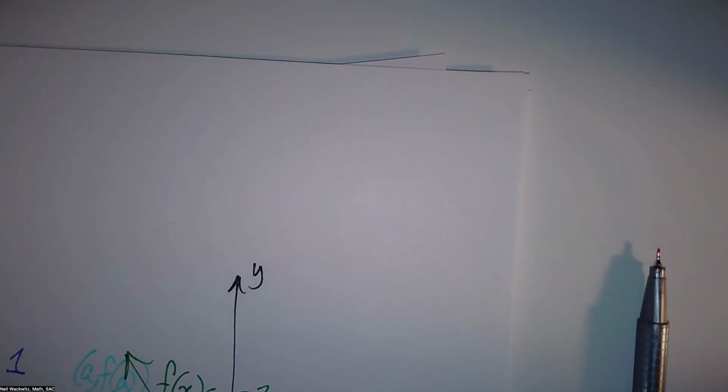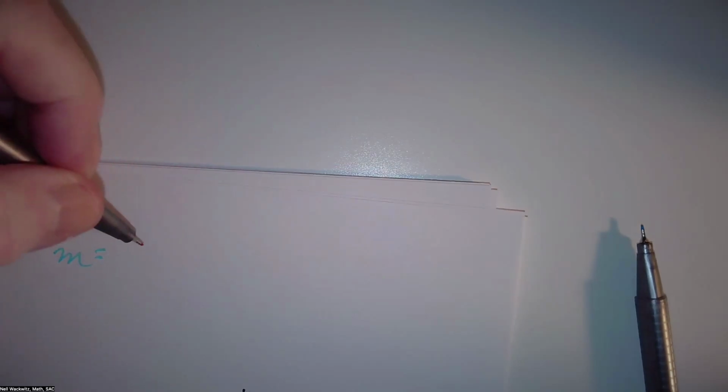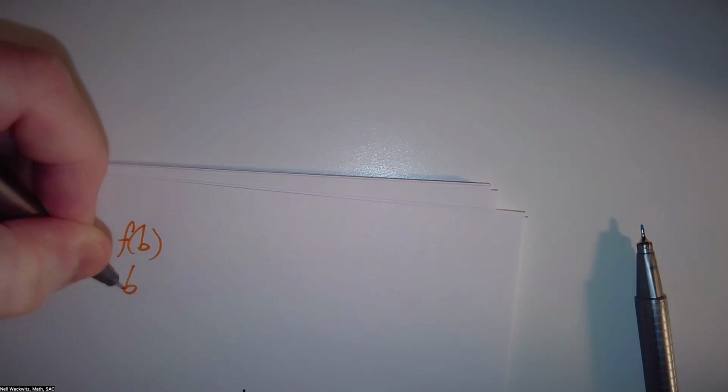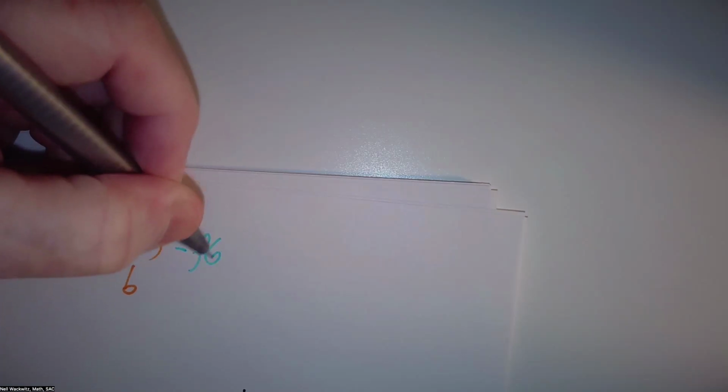I'm going to move this down. I know that slope is equal, and you're going to use this form so often that I want to go ahead and get used to it. Slope is equal to f of b minus f of a over b minus a.